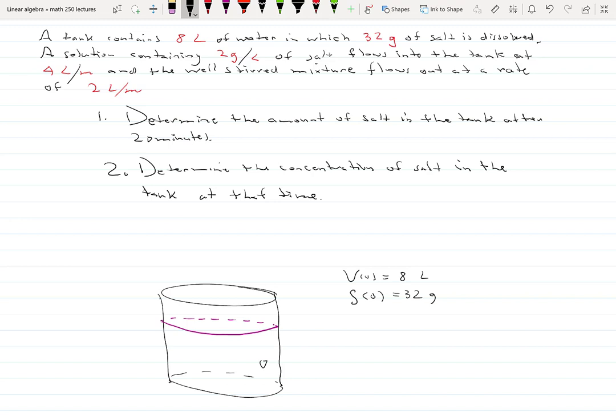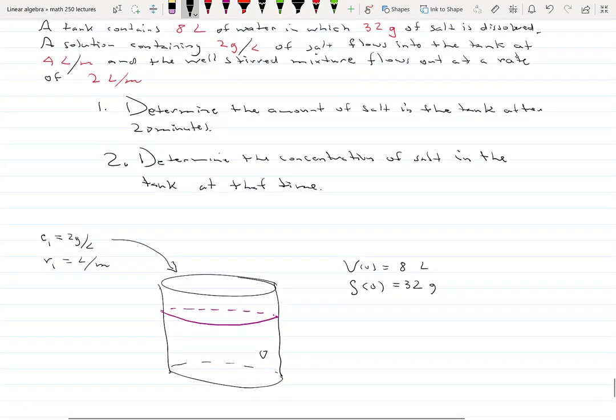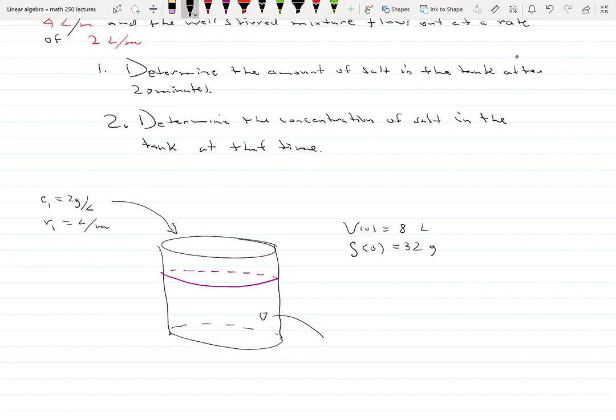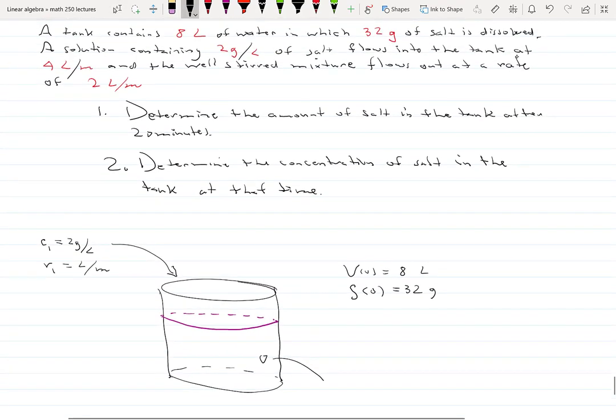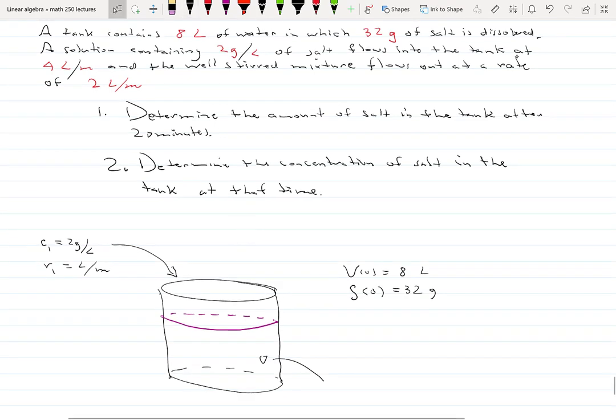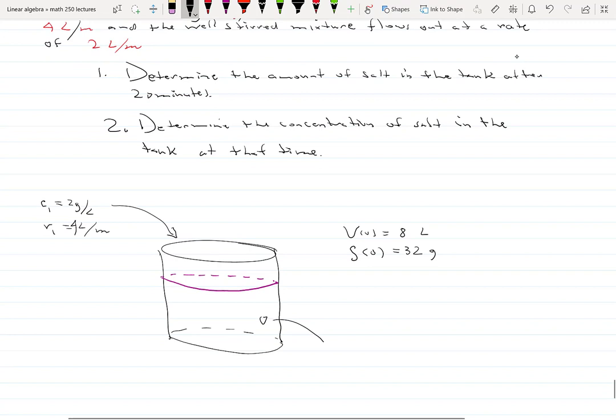A solution containing 2 grams per liter flows into the tank. So into the tank is a concentration of 2 grams per liter, at a rate, R1, of 4 liters per minute. Simultaneously, the well-stirred mixture flows out of the tank at 2 liters per minute. I think I didn't write in the 4 liters per minute coming in. And it's going out at 2 liters per minute.